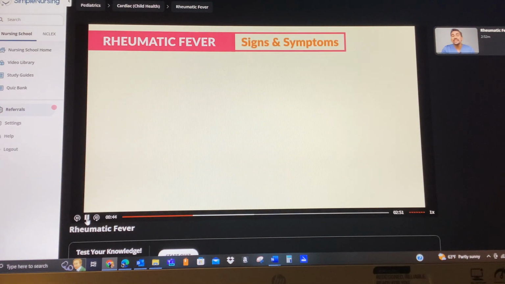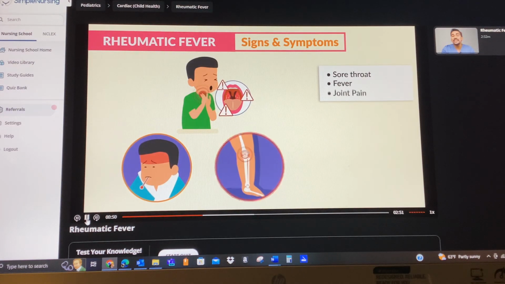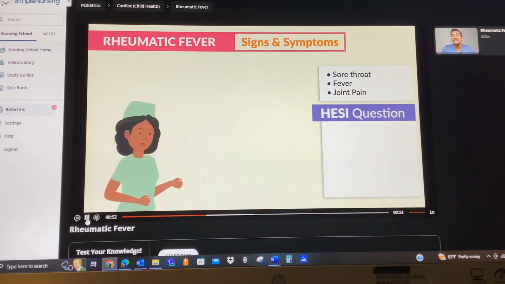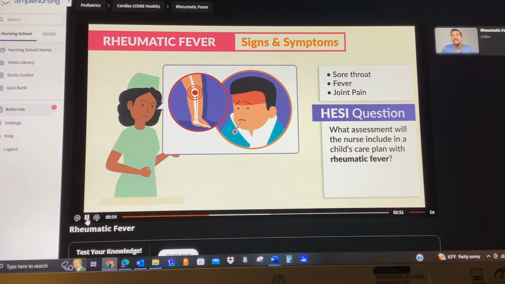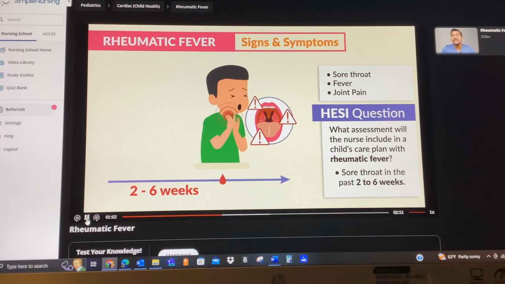Now for the signs and symptoms. So in rheumatic fever, we see clients present with a sore throat, fever, as well as joint pain. So HESI mentions, what assessments will the nurse include in a child's care plan with rheumatic fever? Sore throat in the past 2 to 6 weeks.